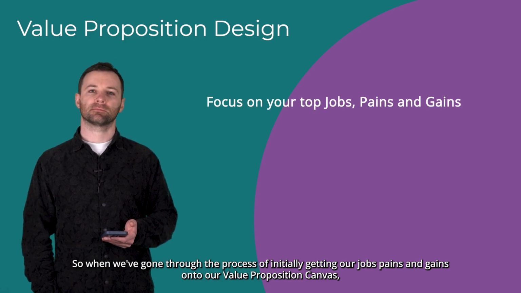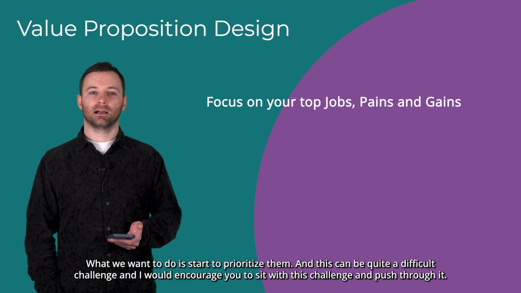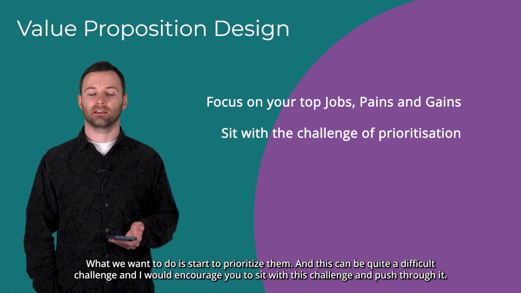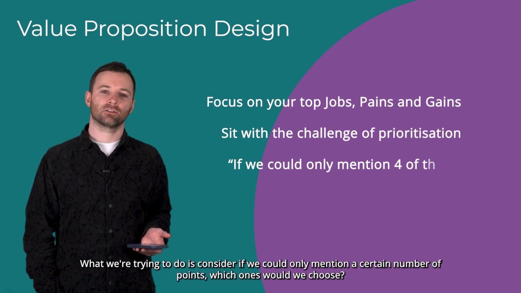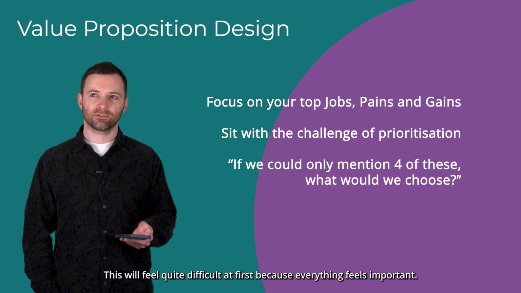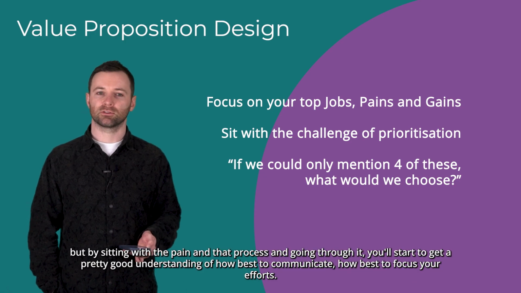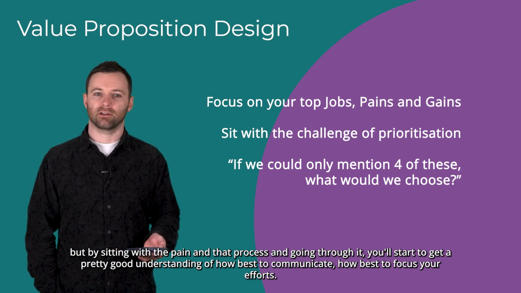So when we've gone through the process of initially getting our jobs, pains, and gains onto our value proposition canvas, what we want to do is start to prioritize them. And this can be quite a difficult challenge, and I would encourage you to sit with this challenge and push through it. What we're trying to do is consider, if we could only mention a certain number of points, which ones would we choose? This will feel quite difficult at first because everything feels important. But by sitting with the pain and that process and going through it, you'll start to get a pretty good understanding of how best to communicate, how best to focus your efforts.